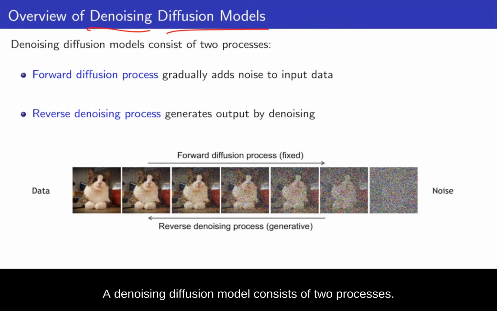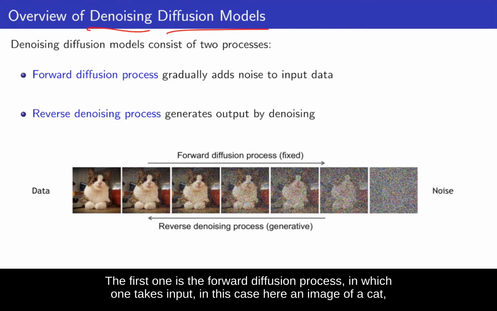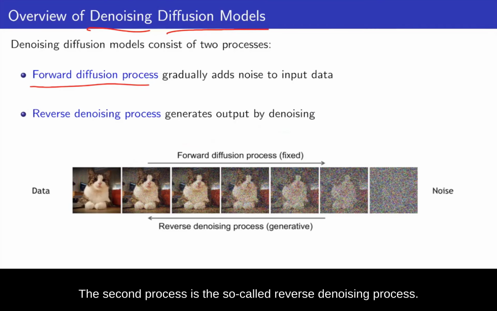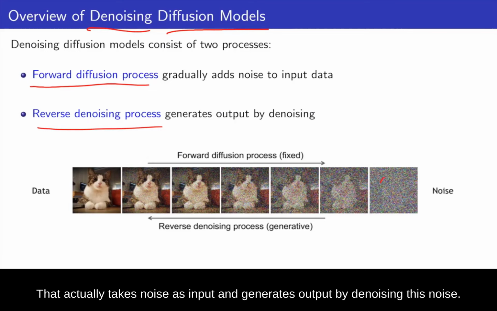A denoising diffusion model consists of two processes. The first one is the forward diffusion process, in which one takes input, in this case an image of a cat, and adds noise to this input data gradually to, in the end, reach a state where the end result is really indistinguishable from Gaussian noise. The second process is the so-called reverse denoising process. That actually takes noise as input and generates output by denoising this noise.